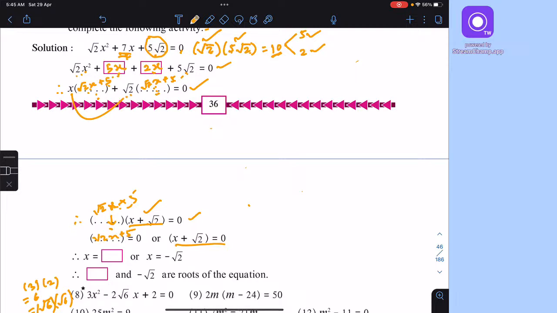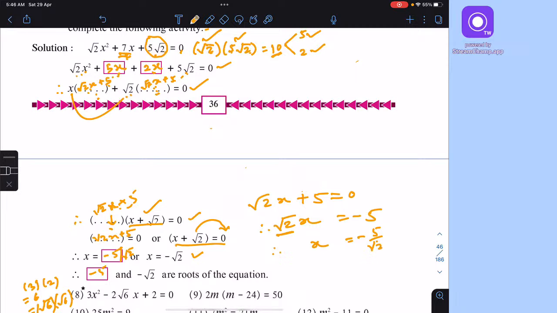Now this root 2x plus 5 is equal to 0. First we transpose this constant term to the right hand side. Therefore we can say root 2x is equal to minus 5. And then we divide both sides by the coefficient of x, and therefore x is equal to minus 5 upon root 2. So here you can write x is equal to minus 5 upon root 2, or x plus root 2 is equal to 0, root 2 transposes to the right hand side and becomes minus root 2, x is equal to minus root 2. Therefore the roots of the equation are minus 5 upon root 2 and minus root 2.